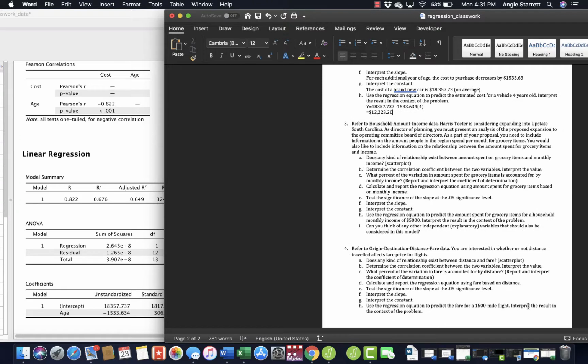All right, moving on. Harris Teeter is considering expanding into upstate South Carolina. As Director of Planning, you must present an analysis of the proposed expansion to the Operating Committee Board of Directors. As part of your proposal, you need to include information on the amount people in the region spend per month for grocery items. You would also like to include information on the relationship between the amount spent for grocery items and income. So we're interested here in grocery items and monthly income.